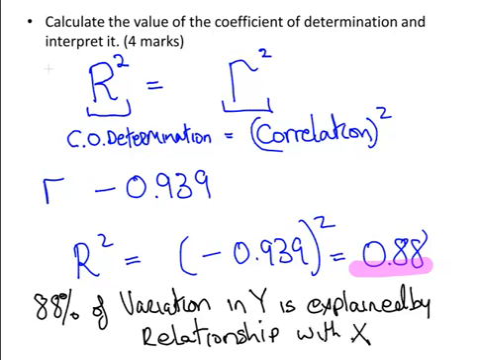Okay. So essentially, according to this model, age explains 88% of the variation in the number of days missed.